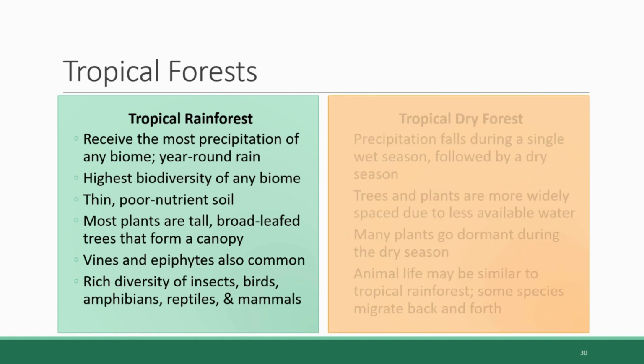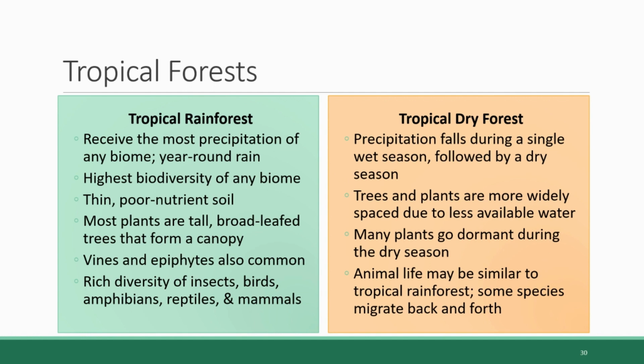And then the tropical dry forest is distinguished from the tropical rainforest by the fact that its precipitation tends to fall mostly during a single wet season, which is then followed by a dry season. So trees and plants can't grow as densely in the tropical dry forest because of this lower level of water availability, and they may also need to go dormant during the dry season as an adaptation to survive.